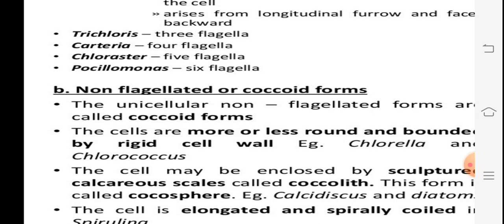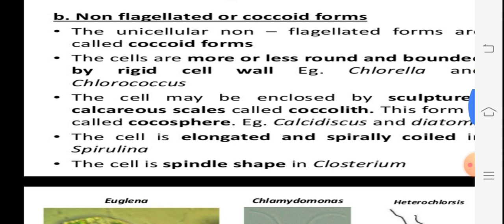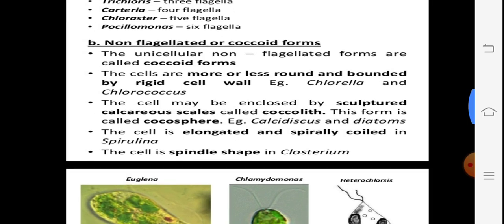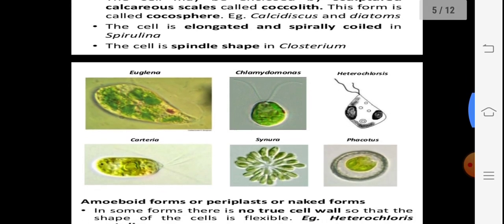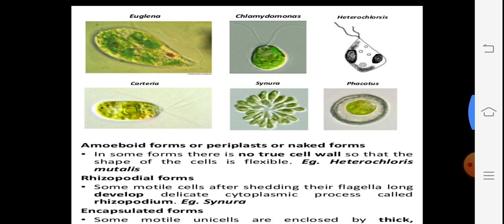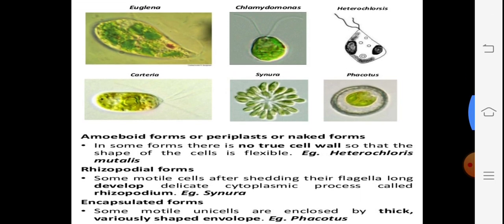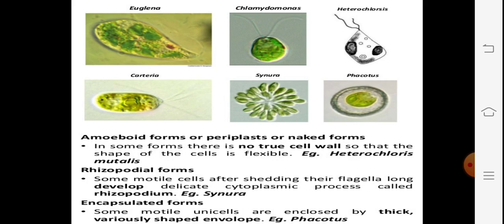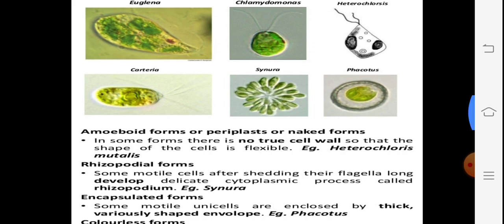Then the non-flagellated or coccoid forms are there. Chlorella is a good example, and Chlorococcum is a good example of this Chlorophyta. Then you are observing the cells here: Euglena, then Chlamydomonas, then Heterochloris, then Carteria, then Cyanura, and Phacotus. These are some genera.